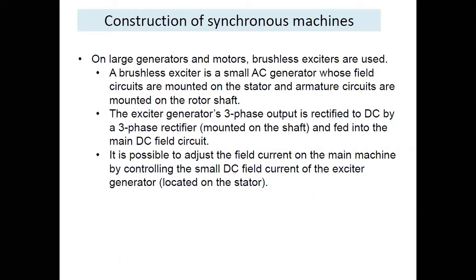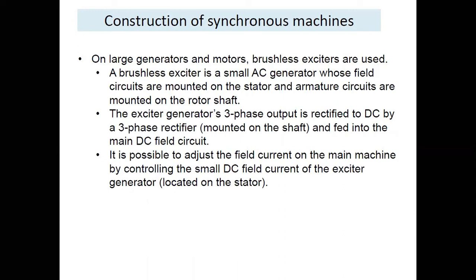A brushless exciter is a small AC generator whose field circuit is mounted onto the stator and armature circuits are mounted onto the rotor shaft. The exciter generator's three-phase output is rectified to DC by a three-phase rectifier, which is once again mounted on the shaft itself and fed into the main DC field circuit. It is possible to adjust the field current of the main machine by controlling the small DC field current of the exciter.